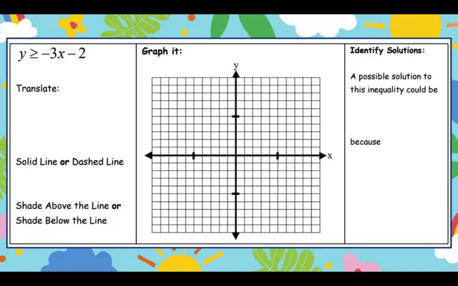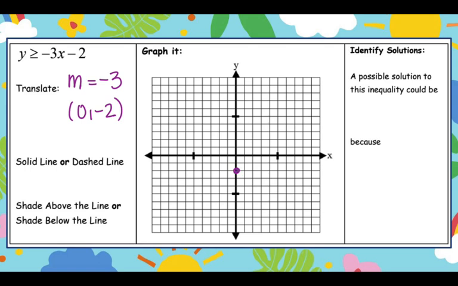So here's our first example. It is in slope-intercept form. So when I say translate, we just need to talk about what this means. So this is saying that y is greater than or equal to negative 3x minus 2. So the first thing I want to do is graph this line like we normally graph lines. So I'm going to say that my slope is negative 3, and my y-intercept is 0, negative 2.